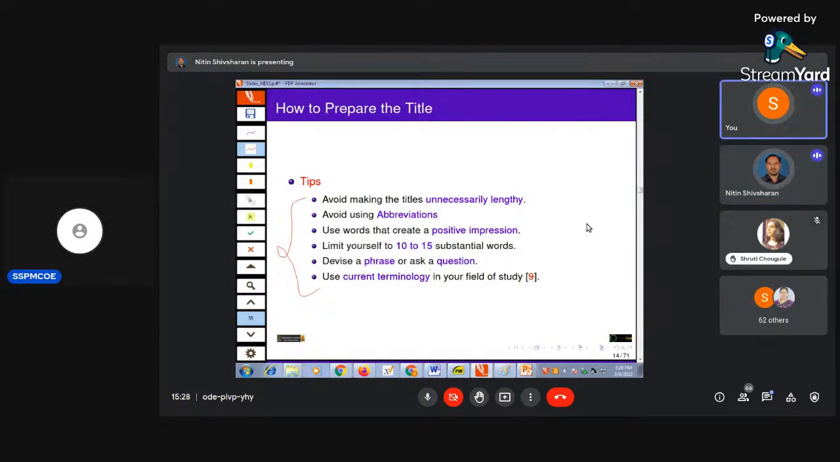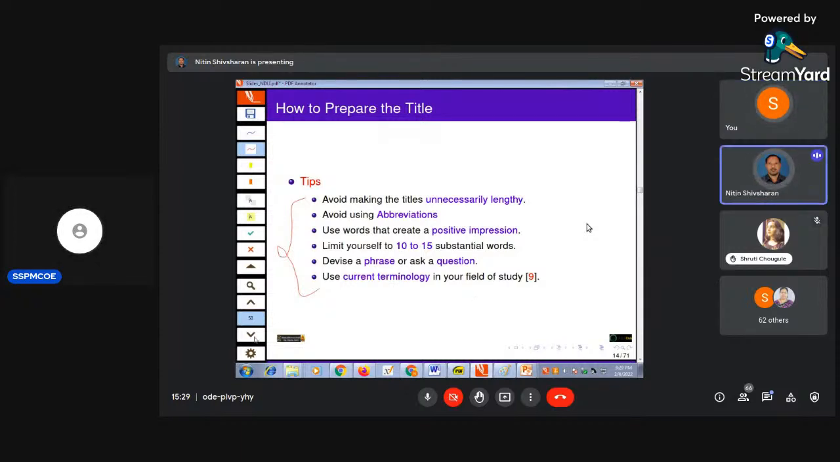Most readers will not read your whole content. By reading only the title, readers should be able to understand what you have done, what contribution you have made, what problem you have proposed, and what different solutions you have provided in your research paper. One should get all these answers while reading the paper title.